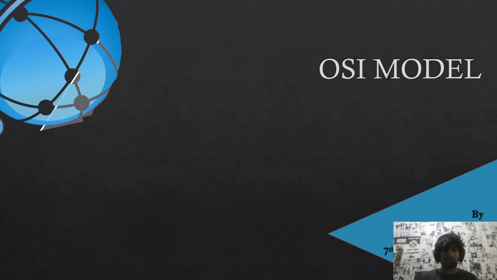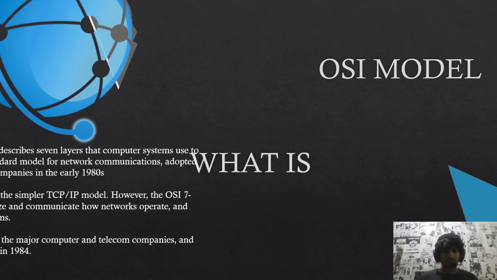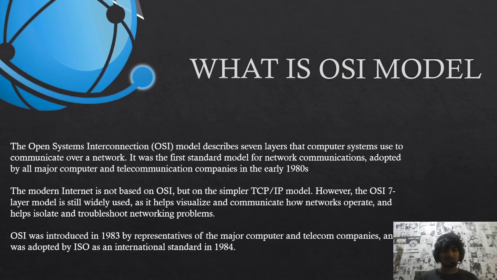And today we're going to talk about the OSI model. What is the OSI model? The Open System Interconnection, that is the OSI model, describes seven layers that computer systems use to communicate over a network. It was the first standard model for network communications adopted by all major computer and telecommunication companies in the early 1980s.